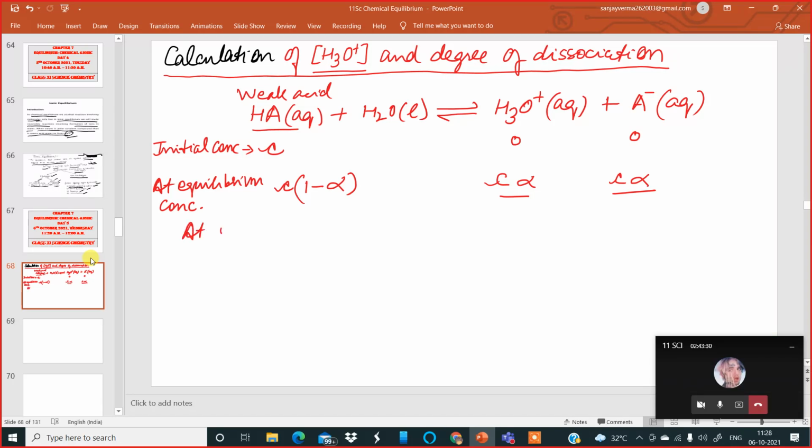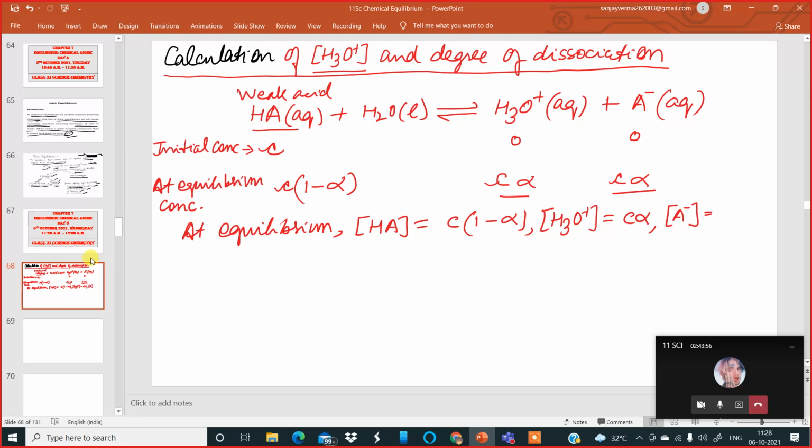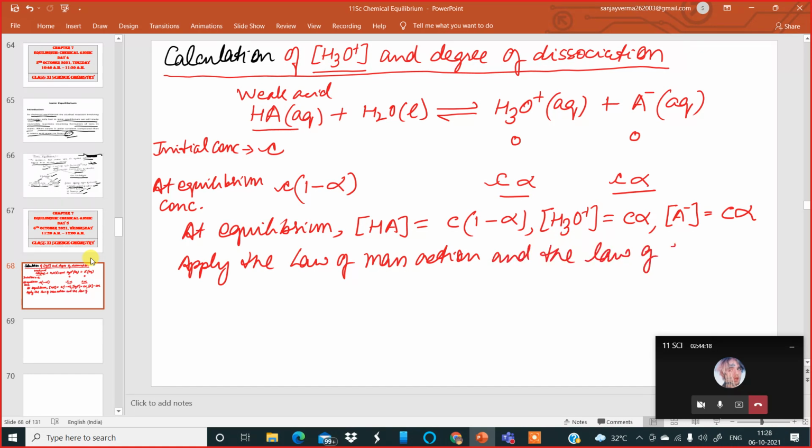Now we know at equilibrium, the concentration of the weak acid is equal to c into 1 minus alpha, and the concentration of hydronium ion H3O plus is equal to c alpha, and the concentration of the conjugate base is equal to, again, c alpha. Okay. Now, if we apply the law of mass action, the law of chemical equilibrium to the above equation, then we can write an expression.